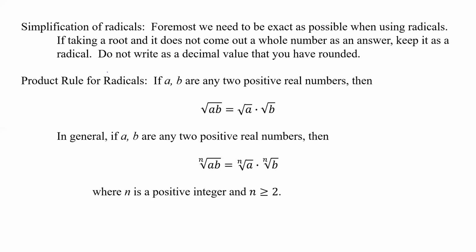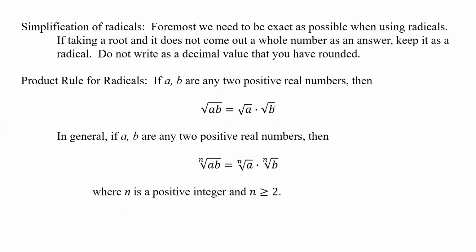All right, so that's the key thing when we're doing these. Now we can have a couple of rules. So the first one is the product rule for radicals. So if a and b are two positive real numbers, then we can say the square root of a times b is equal to the square root of a times the square root of b. So we can split this apart into the square root of a times the square root of b.